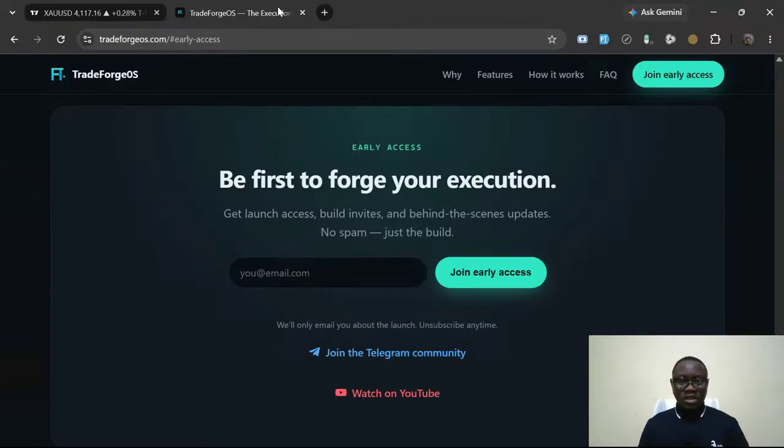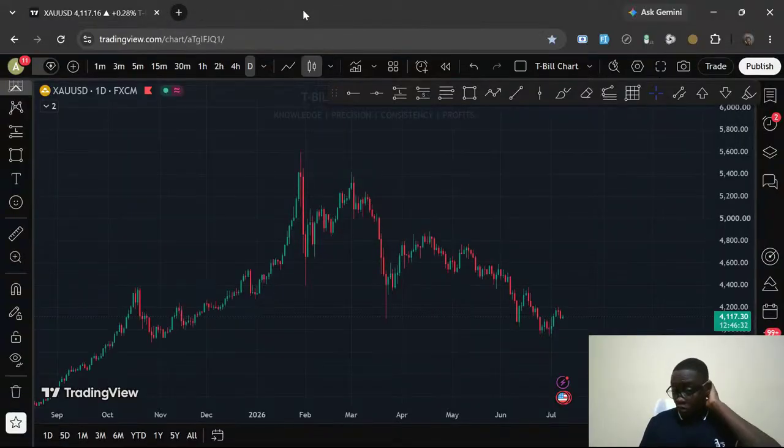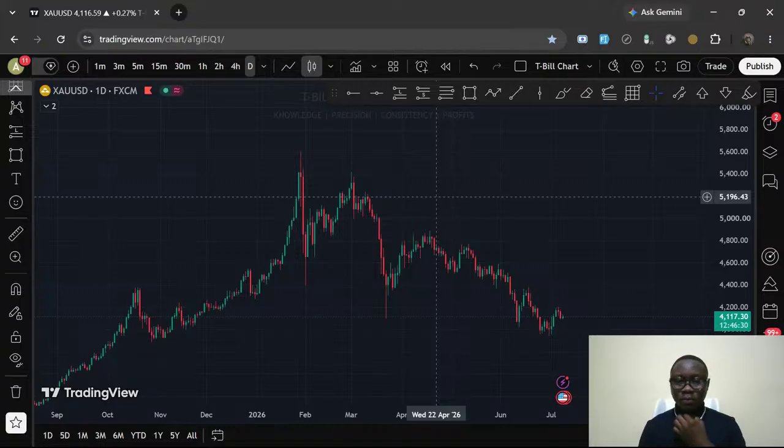All right, so that was a quick one on TradeForge OS. Now let's head back to TradingView to analyze the markets. Again, we're starting with XAUUSD.